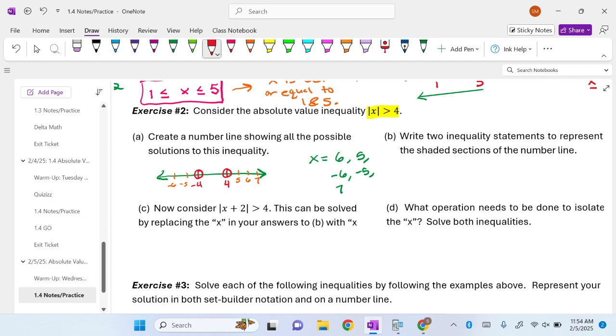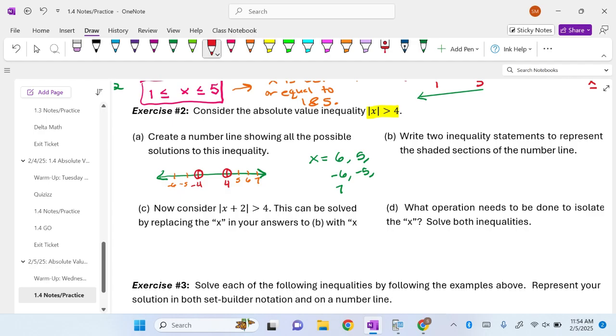So for example, 4.00000001 is still a valid solution for x. But 4 itself, exactly 4, is not, because 4 cannot be greater than 4. It doesn't make sense. Same thing with -4. -4.000001 is still a valid solution for x, but exactly -4 is not. Does that make sense?